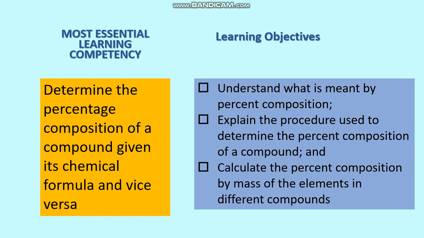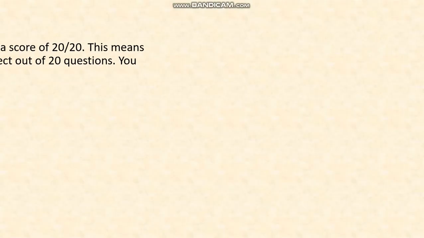Our learning objectives are: understand what is meant by percent composition, explain the procedure used to determine the percent composition of a compound, and calculate the percent composition by mass of the elements in different compounds.